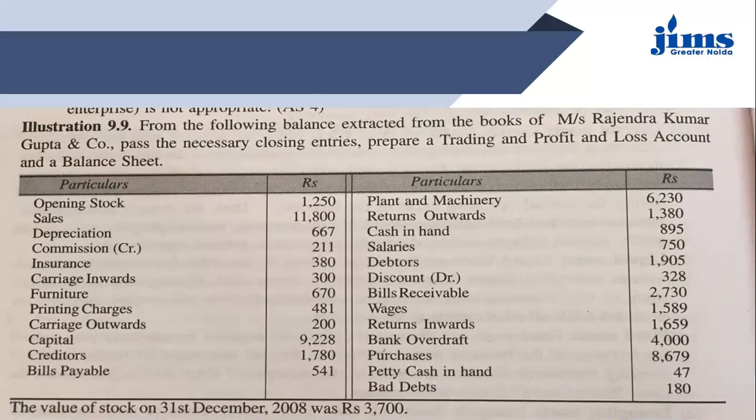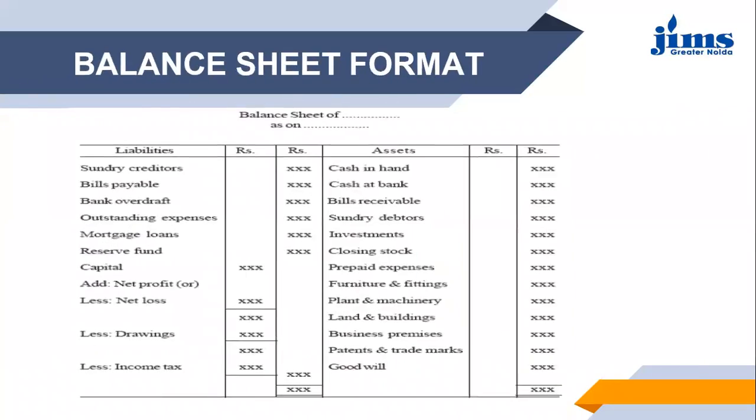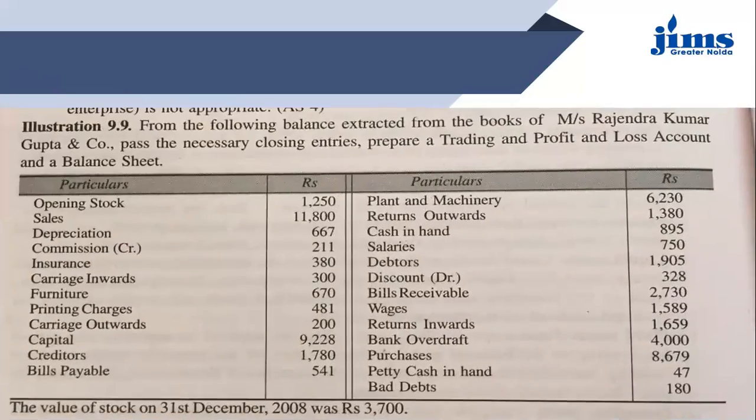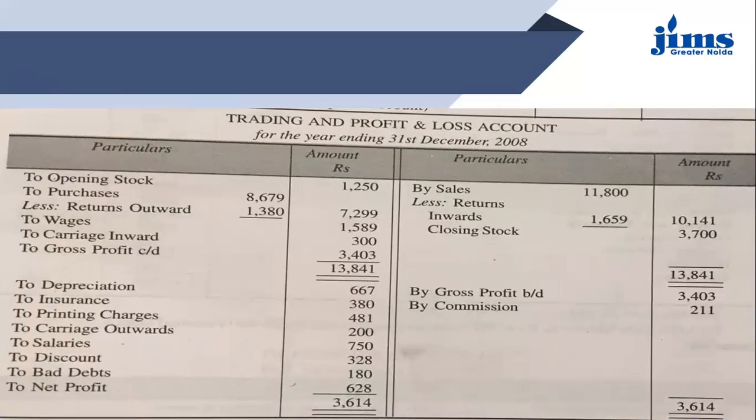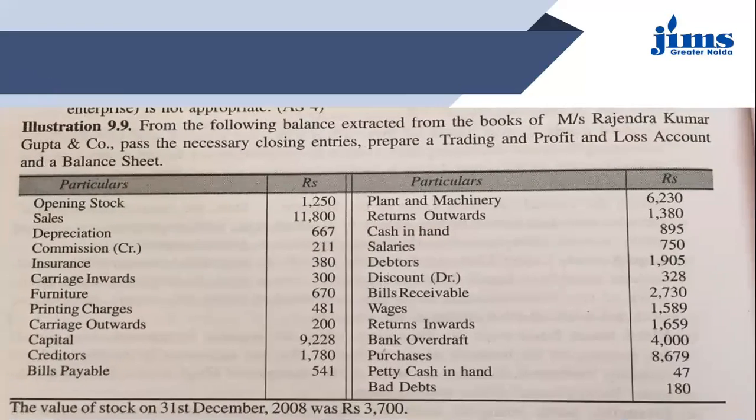Then debtors, it's a balance sheet item. Discount debit, that means it is a loss for the business. Discount credit, then it would have been a benefit or gain for the business. So discount debit 328, this we will consider in the debit side. Discount you can see debit side trading account, P&L account.